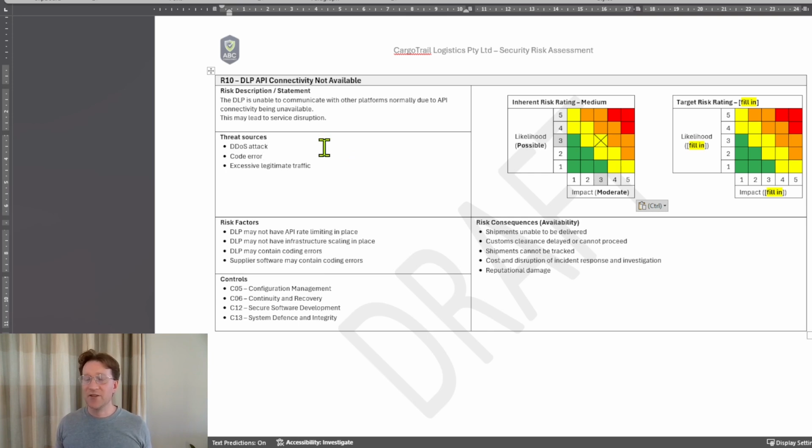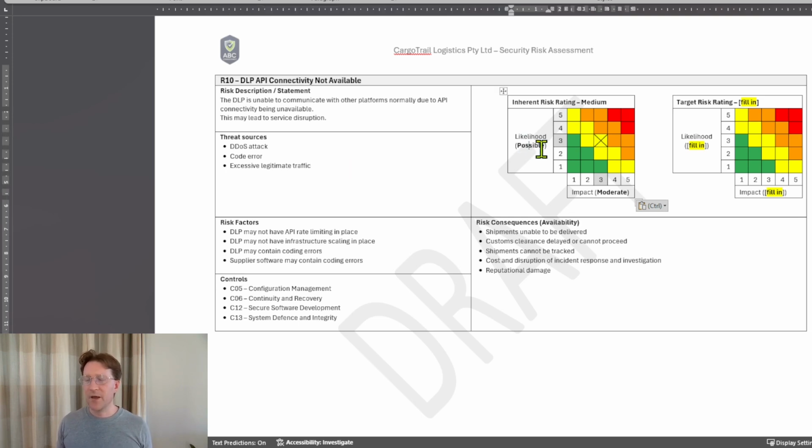We could have a denial of service attack where a certain type of API is used to send a lot of traffic to the DLP, so it just cannot handle it and the system doesn't work properly. Or we could just have a lot of legitimate traffic through a certain API and the system can't function properly.